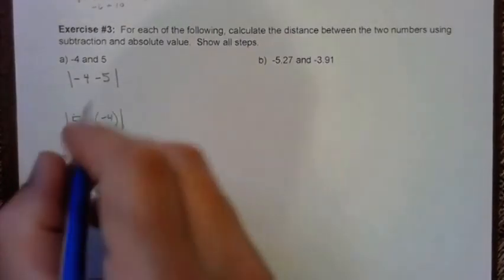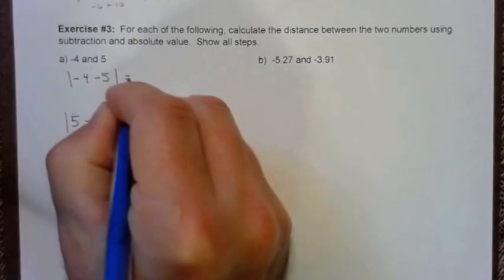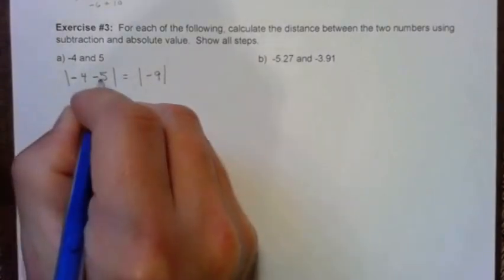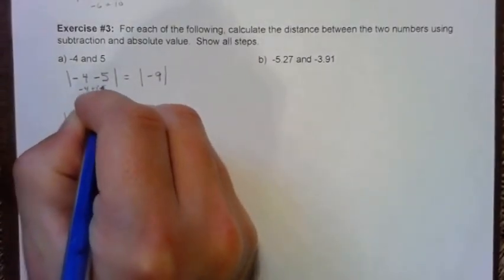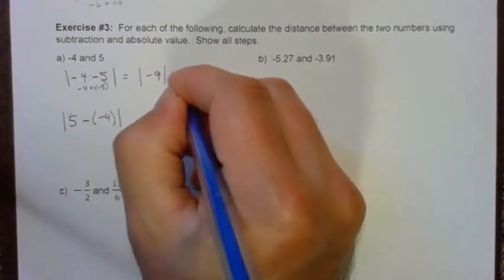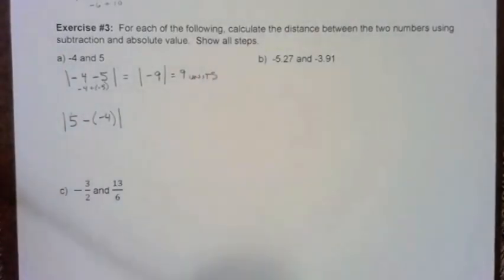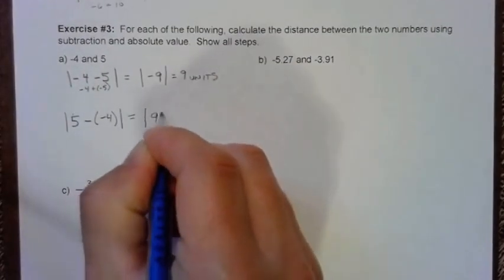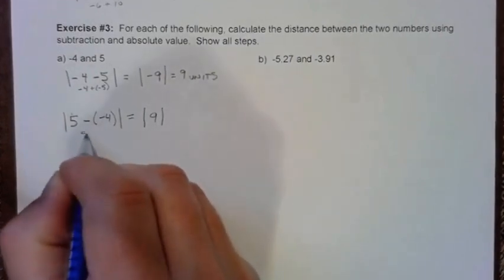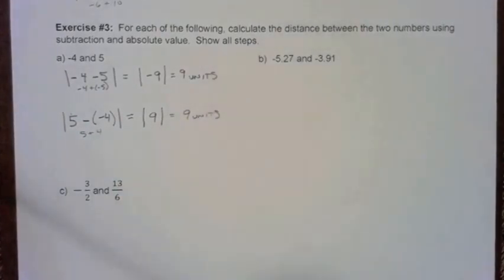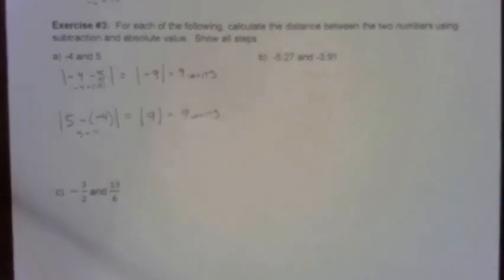Okay, so for -4 minus 5, all right, well, this is the same as the absolute value of -9, because -4 minus 5 is the same as -4 plus -5. That means that the absolute value of -9 equals 9 units. So on a number line, -4 and 5 would be 9 units apart. All right, similarly, 5 minus -4, that's the same as the absolute value of 9, because 5 minus -4 is the same as 5 plus 4. And again, the absolute value of 9 is 9 units. All right, so -4 and 5 are 9 units from each other on the number line.